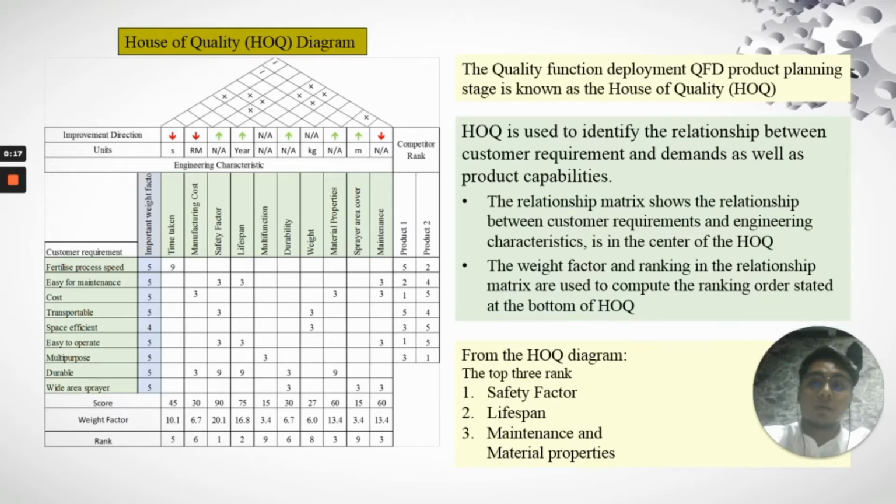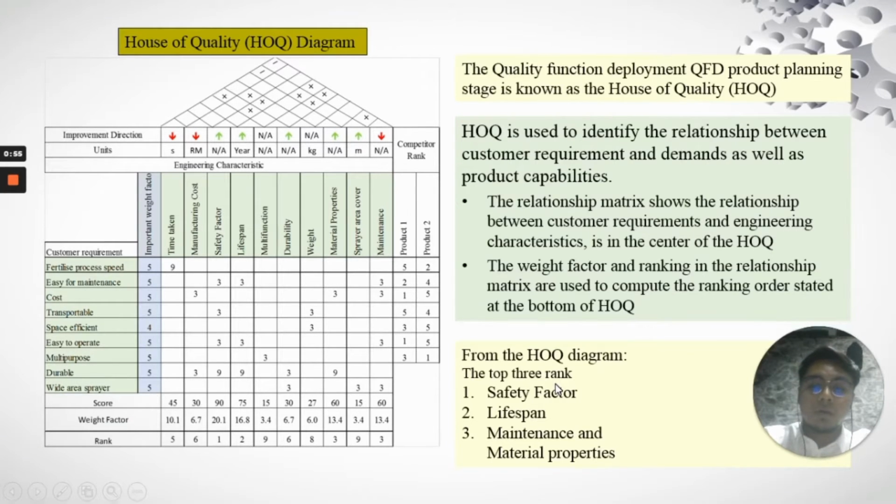Okay, HOQ is basically one of the QFD product planning stages, which is used to identify the relationship between customer requirements and demands as well as product capabilities. The relationship matrix shows the relationship between customer requirements and engineering characteristics. It is in the center of the HOQ, and the weight vector and ranking in the relationship matrix are used to compute the ranking order at the bottom of the HOQ.